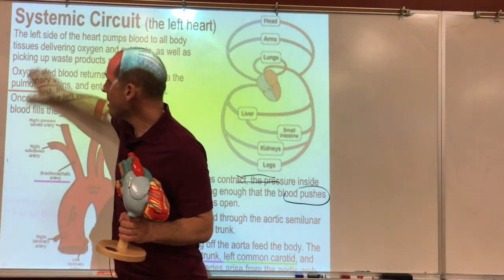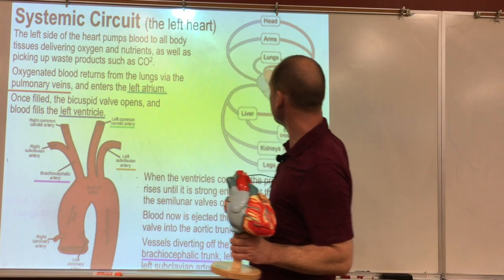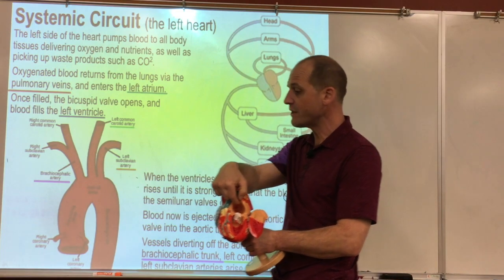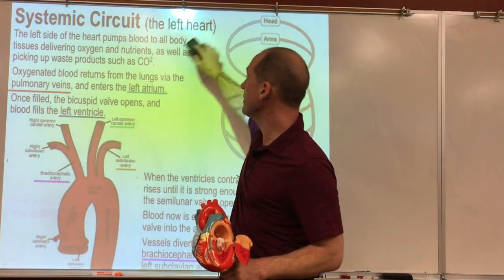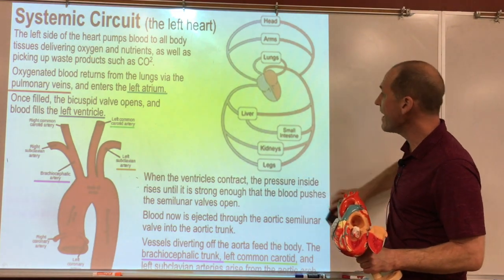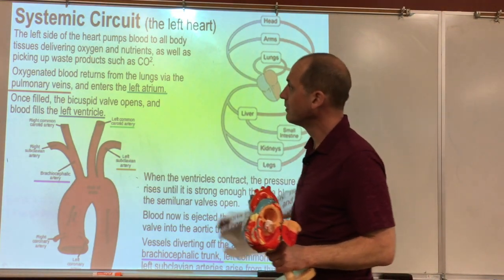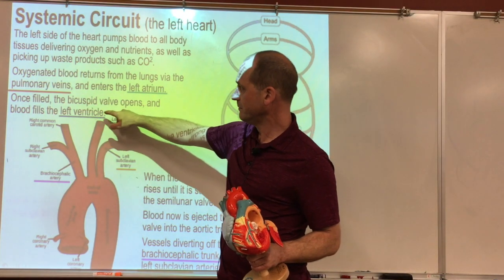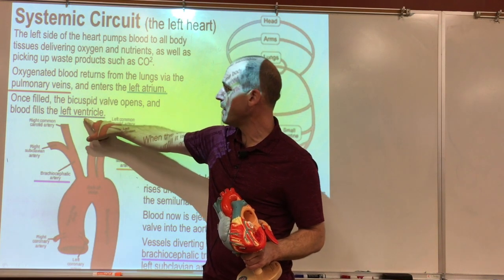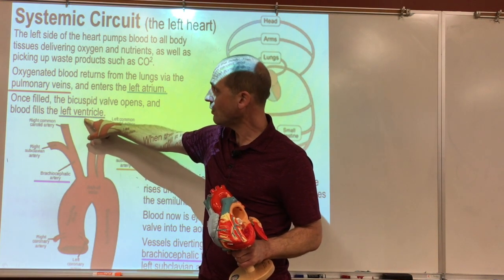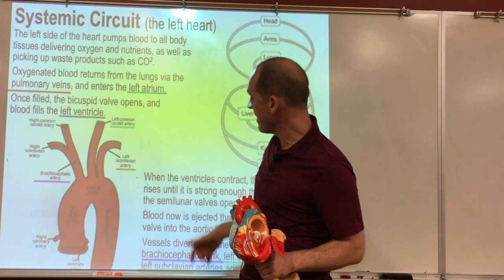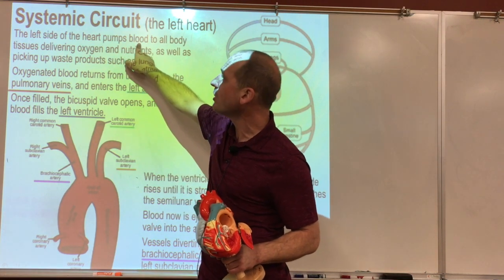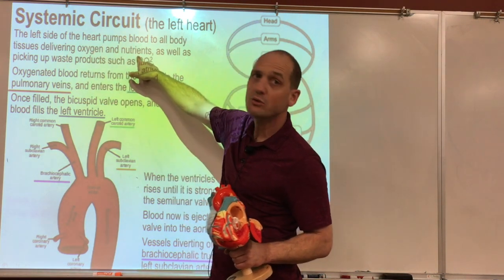And then from there, they go into the left atrium. Pulmonary veins enter the left atrium. And from the left atrium, we get the blood going into the left ventricle through the mitral valve. The bicuspid valve opens and the blood goes into the left ventricle. From there, when the left ventricle pumps, it pumps the blood to all the body tissues, delivering oxygen and nutrients to the body.